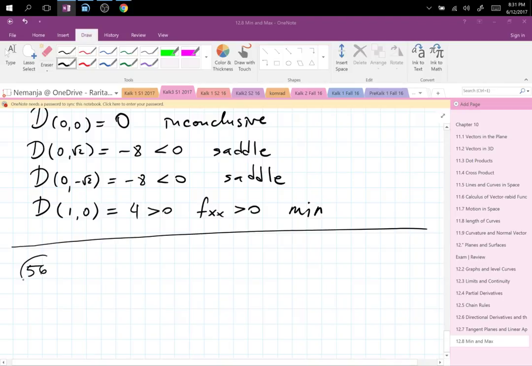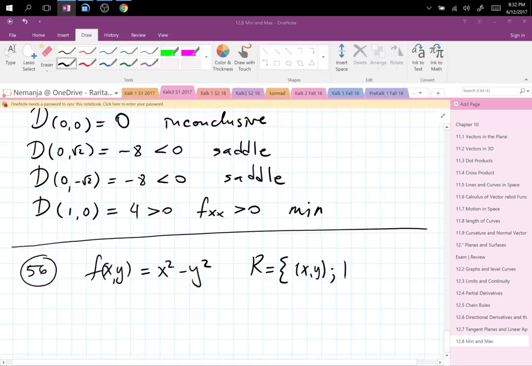Say problem 56. f(x,y) is x squared minus y squared. That's the shape. And the region R is bounded by cuts like this. Absolute x less than 1 and absolute y less than 1.